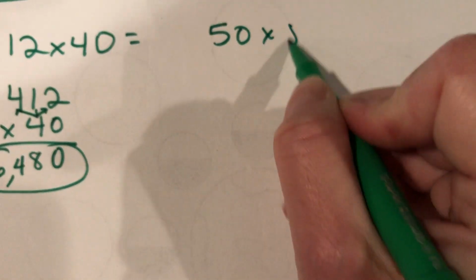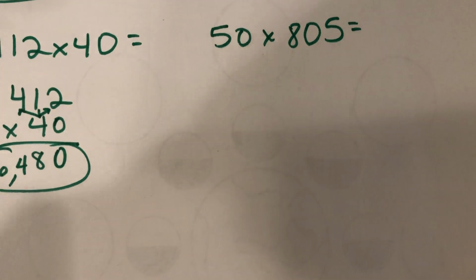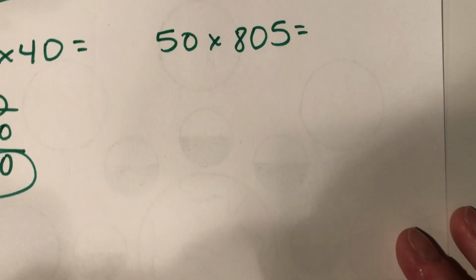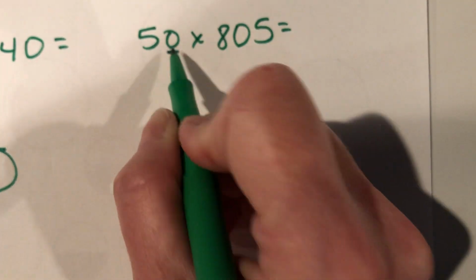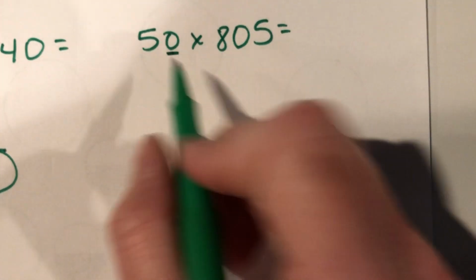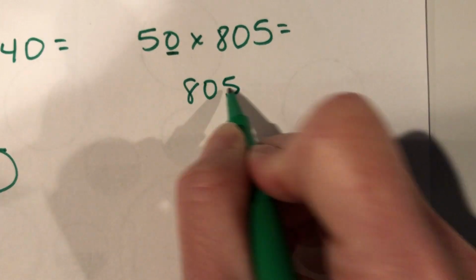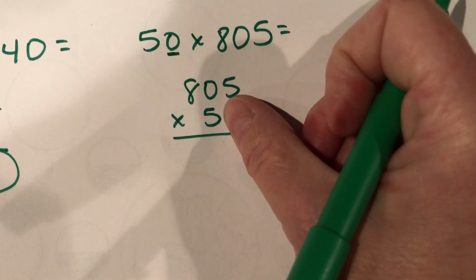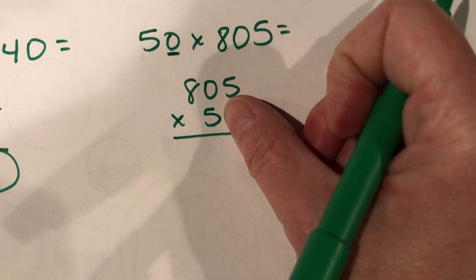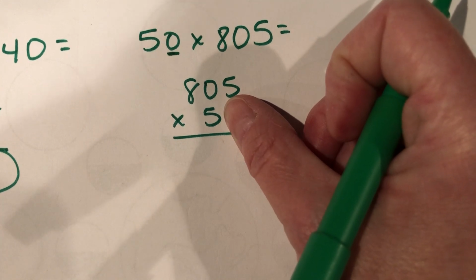All right, erase, and this is your last one. 50 times 805. 50 times 805. Press pause, press play when you are done. Okay, with this one, this 50 is the multiple of 10, so I want that to be on the bottom. So I'm going to do 805 times 50. If you just wrote 805 times 5 and put your 0 in at the end, of course it's okay. I know I feel like I've said that 100 times, but I want you to lock it in.